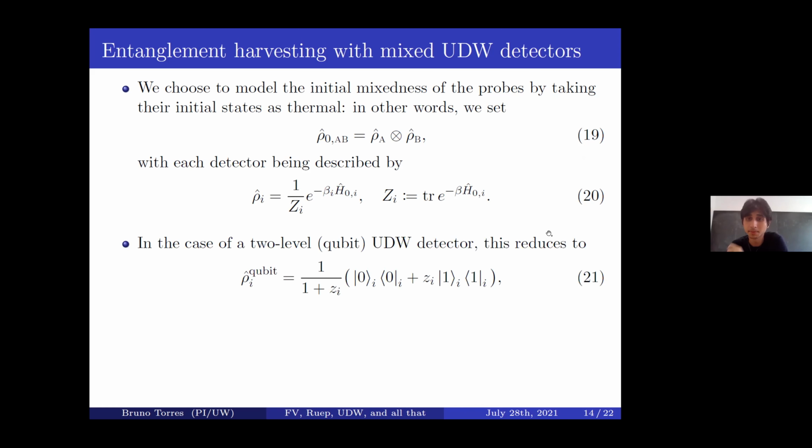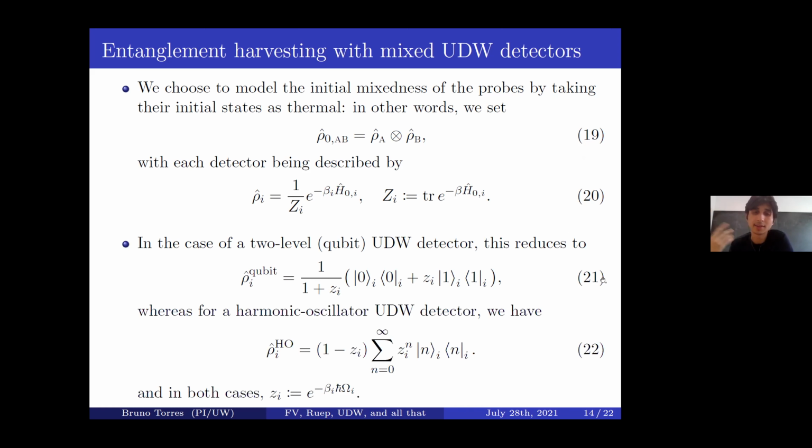In the case of a two-level system, the state of each detector is then going to be given by something like this. And in the case of the harmonic oscillator, it will have the infinite tower of modes, in which in both cases we define this Boltzmann factor. We wrote everything in terms of the Boltzmann factor, the exponential of minus beta h, right? Or minus beta omega, where omega is the gap of the detector. Or in the case of the two-level system, it's the gap between ground and excited. In the case of the harmonic oscillator, it's the gap between any two consecutive eigenstates of the free Hamiltonian.